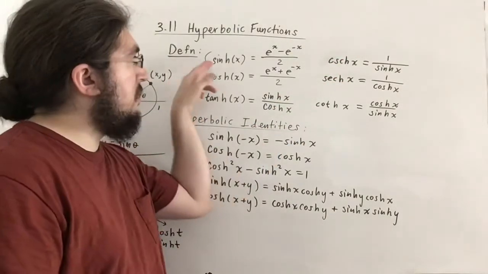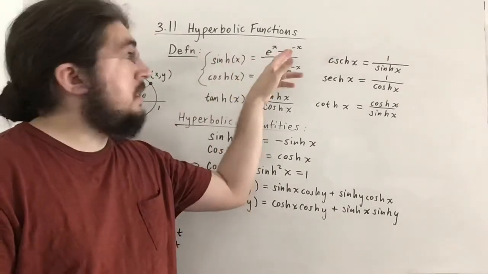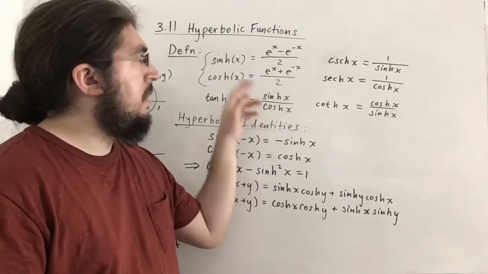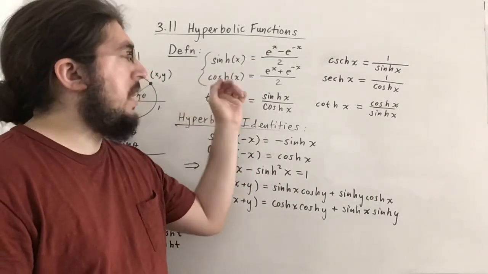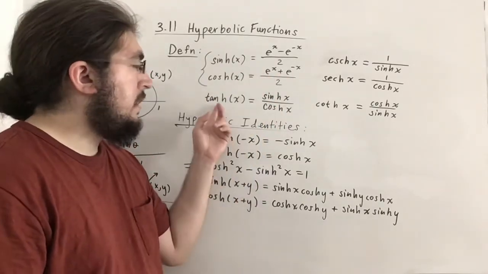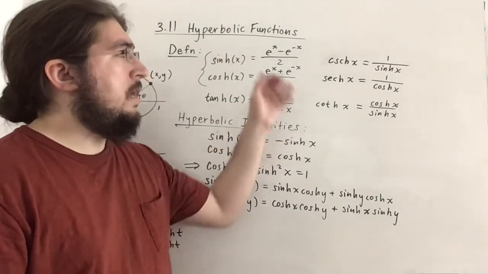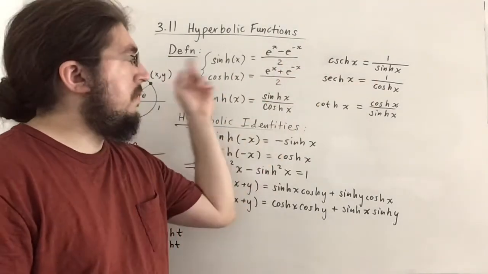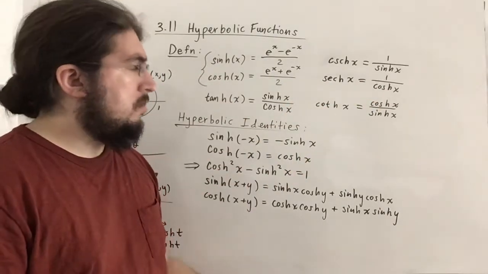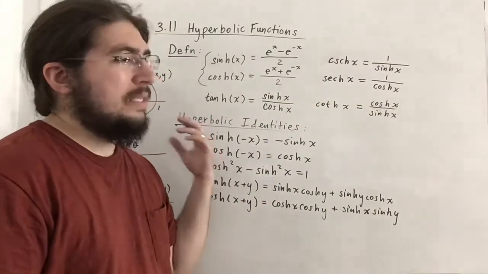Now, the definitions for hyperbolic sine and cosine are these: sinh of x is e to the x minus e to the negative x, over 2. And for hyperbolic cosine, it's e to the x plus e to the negative x, all over 2. Tangent is defined to be hyperbolic sine over hyperbolic cosine. Cosecant is the reciprocal of the hyperbolic sine. Hyperbolic secant is the reciprocal of hyperbolic cosine. And hyperbolic cotangent is the reciprocal of hyperbolic tangent.